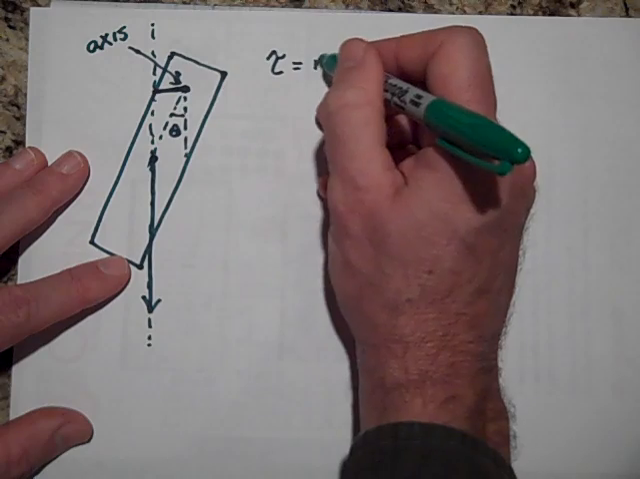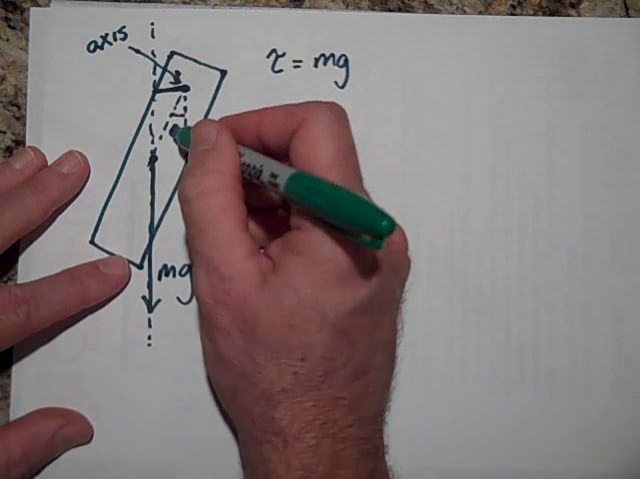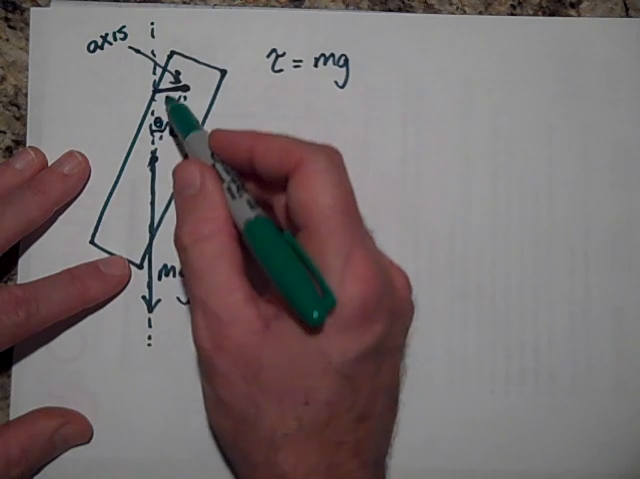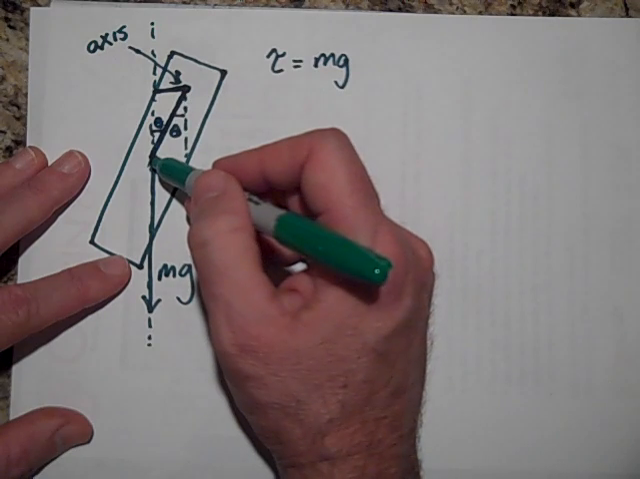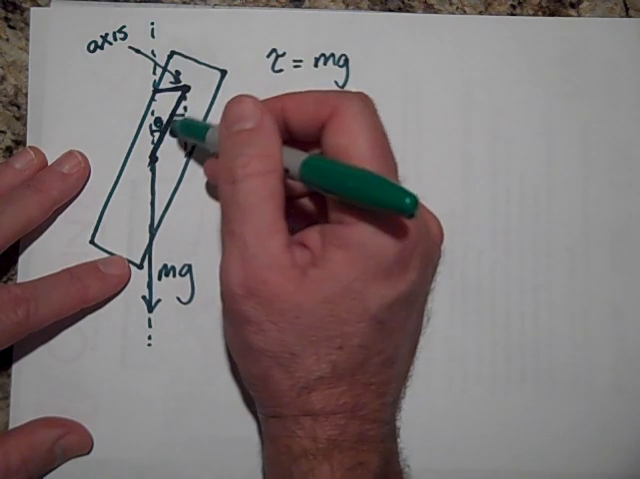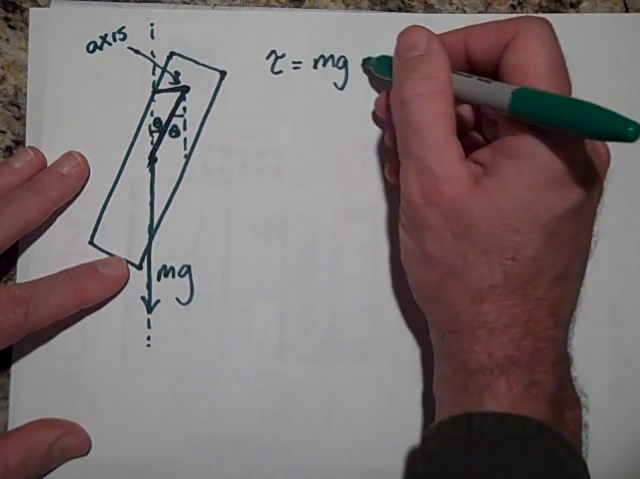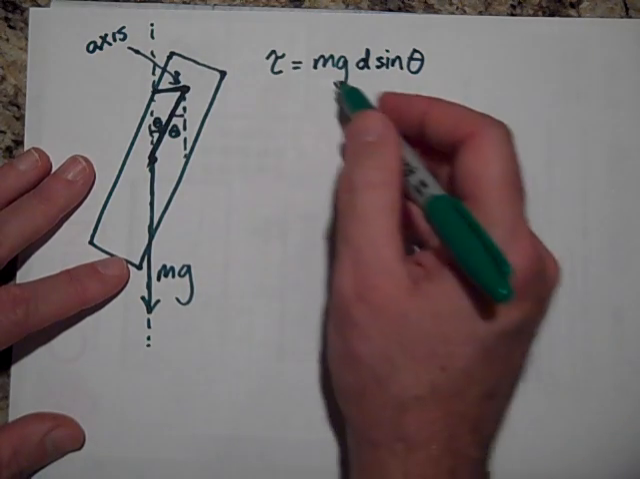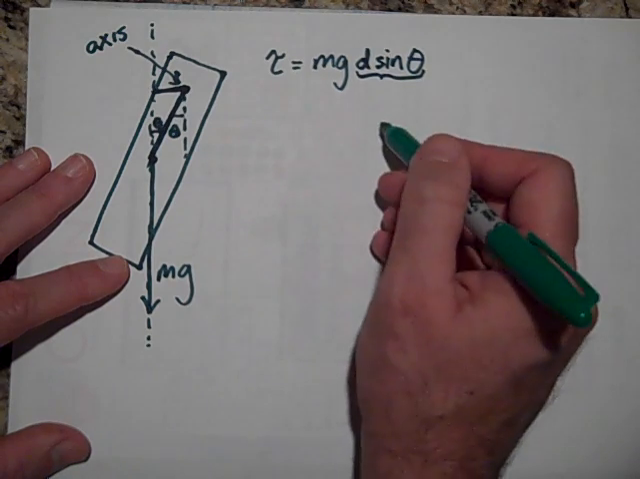is going to be mg. This is mg. It's going to be mg times, if that's theta, then this is theta as well. And if that's theta, then if we call this distance d, the distance between the axis and the center of mass, then this distance is going to be d times the sine of theta. So that's the torque, mg d sine of theta. That's the effective lever arm.